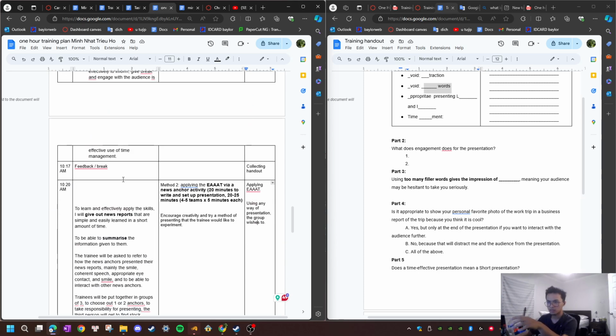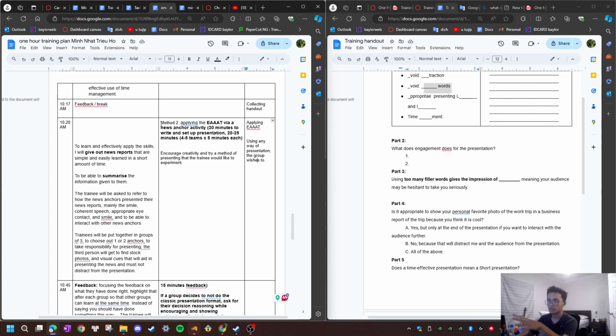Next is the activities, which I call method 2. I will divide them into 4 to 5 teams of 3, specifically 3 of them. 2 of them will be news anchors. The third will be responsible for visual aid, because I want the two news anchors to be able to summarize and understand what needs to be said.